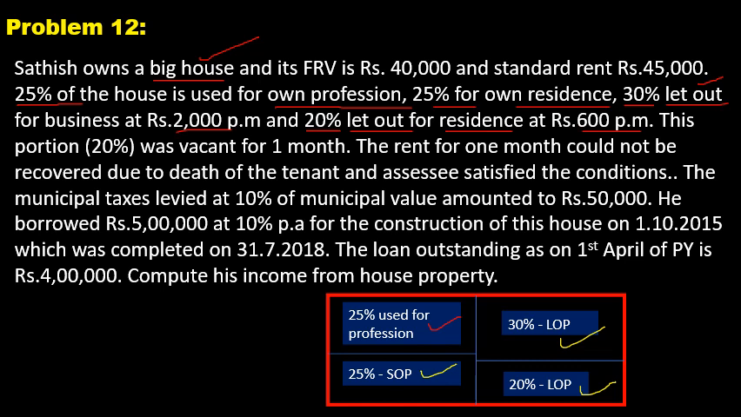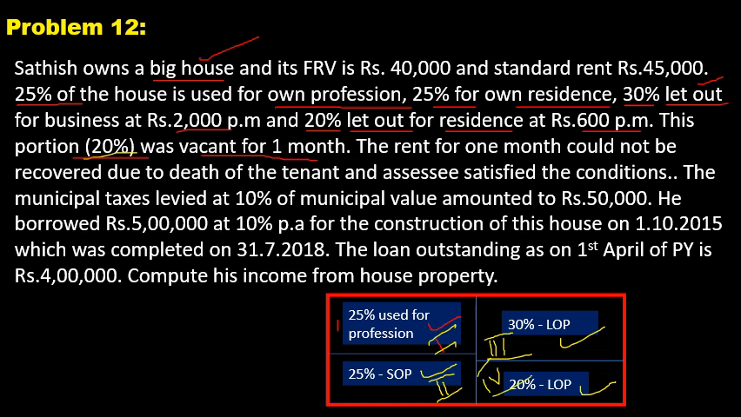Okay, let's see other details. First one, this portion was vacant for 1 month, meaning the 20% part was vacant for 1 month. So there is a vacancy in the case of the fourth part or fourth house. You can consider the 25% house as the first house. And the 25% which is used by SSC for residence is considered as the second house, and the 30% part is considered as the third house, and the 20% part is considered as the fourth house.